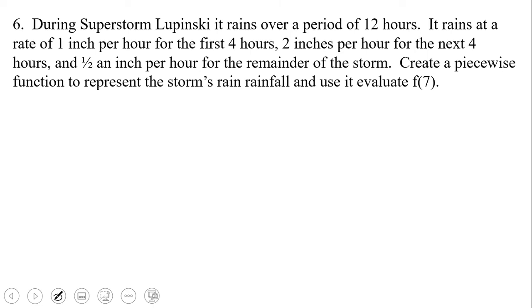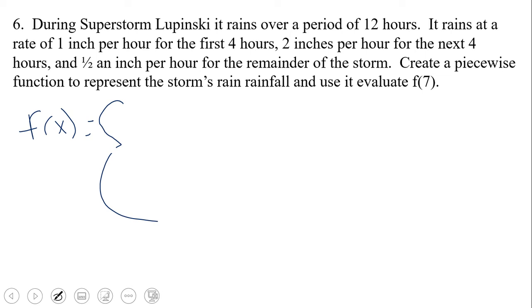So you are essentially trying to create a piecewise function. You can call that piecewise function whatever you want. So let's go ahead and call it f of x. Based on the information that it's given me here, it seems like we're going to need 3 different pieces. So it rains for a period of 12 hours. So 12 hours is going to be the maximum here. You're going to assume that time starts at 0 because you can't have negative time.